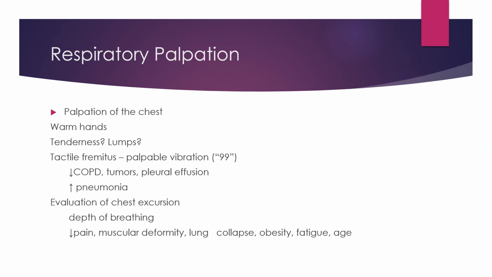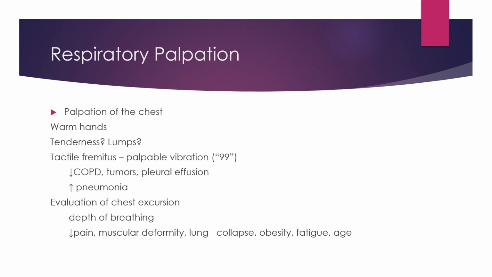When assessing the respiratory system and you're performing palpation of the chest after you have washed and warmed your hands, you will palpate from the shoulder area downward, looking for the presence of tenderness or any lumps. You'll also palpate for tactile fremitus. Tactile fremitus is a palpable vibration that occurs with voice.